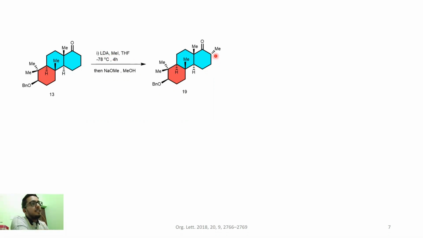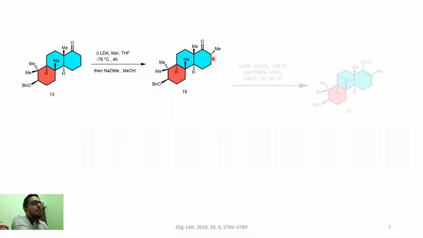Again, why are we getting this particular stereochemistry in major form? Because if we draw this decalin junction in chair form, we will see that this enolate ion generated here will prefer to attack this methyl iodide from below side, because this methyl which is above will hinder the methyl iodide from coming from the above side. That's why we are getting this particular stereochemistry at this alpha position of this carbonyl.